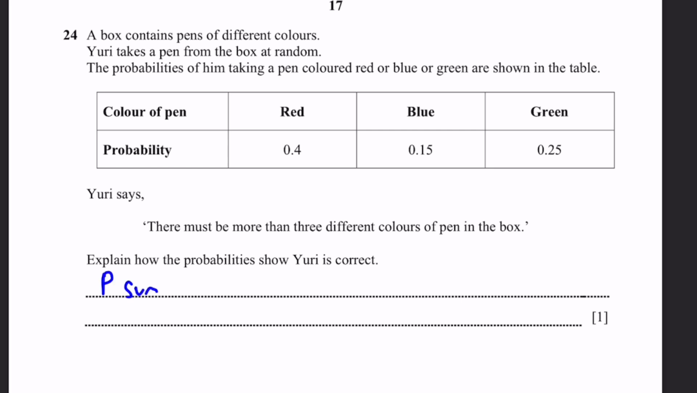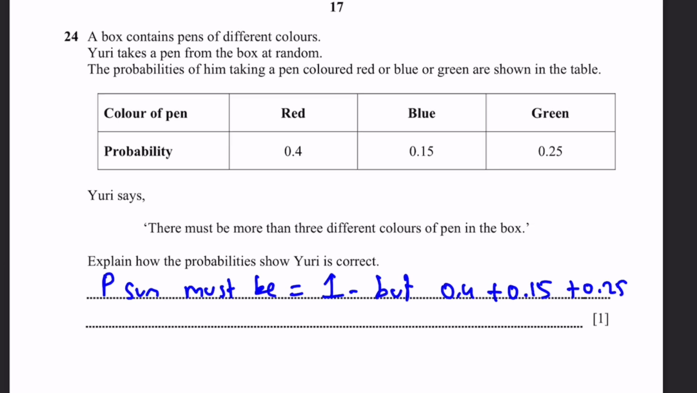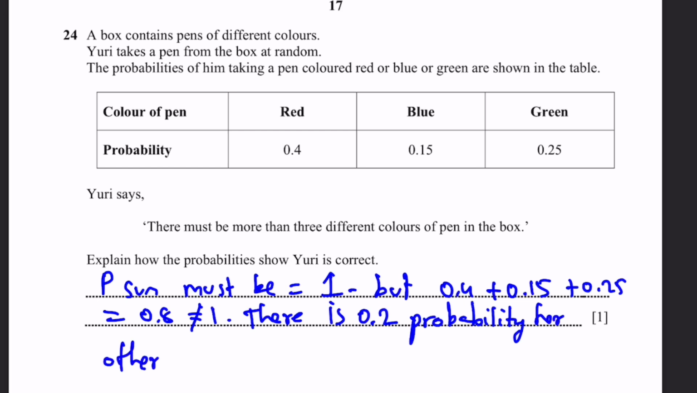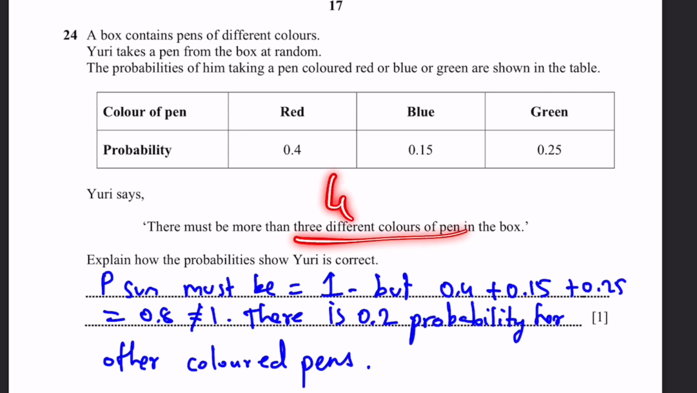So probability sum must be equal to 1. But 0.4 plus 0.15 plus 0.25 is equal to 0.8, which is not equal to 1. And there is a 0.2 probability for other colored pens. We don't know which color, but we know that there are other colored pens in there. That means there'll be at least 4 colors. And therefore, Yuri is correct.